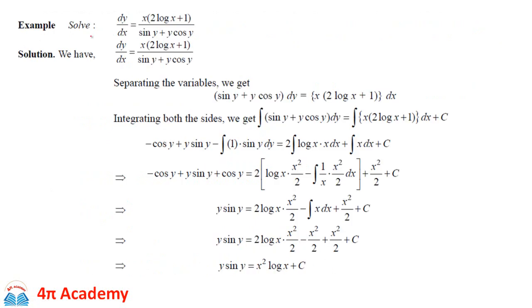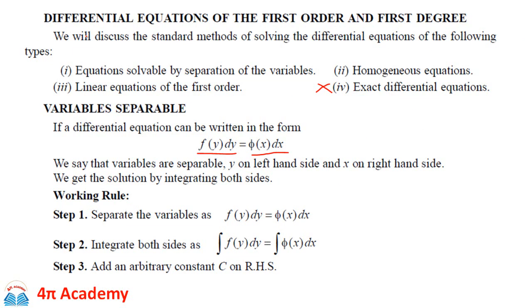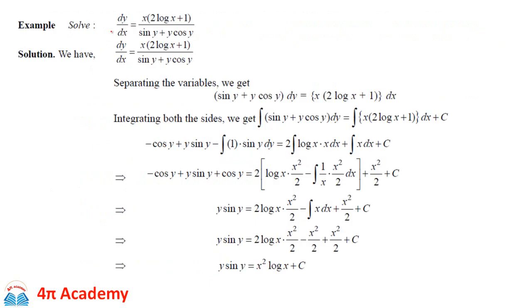So now let us look at a problem based on this concept of the variable separation method. Let us say there is a differential equation dy by dx is equal to x into 2 log x plus 1 upon sin y plus y cos y. So let us separate the variables. This sin y plus y cos y is the variable in terms of y. So let us take this on the left hand side and leave dx on the right hand side.